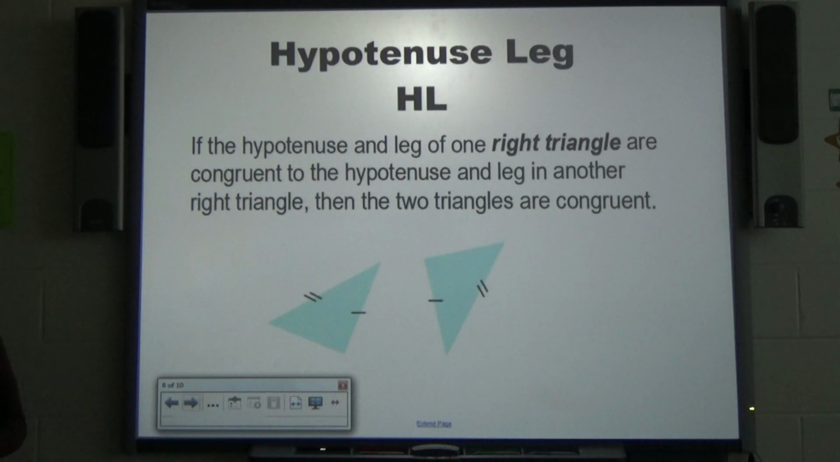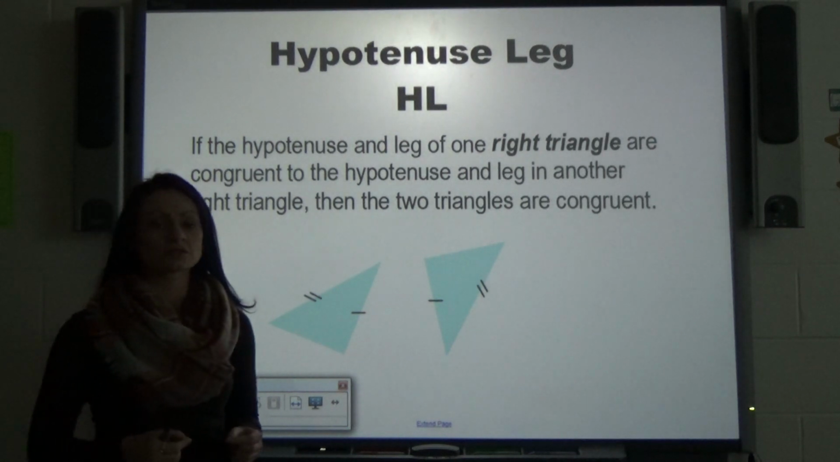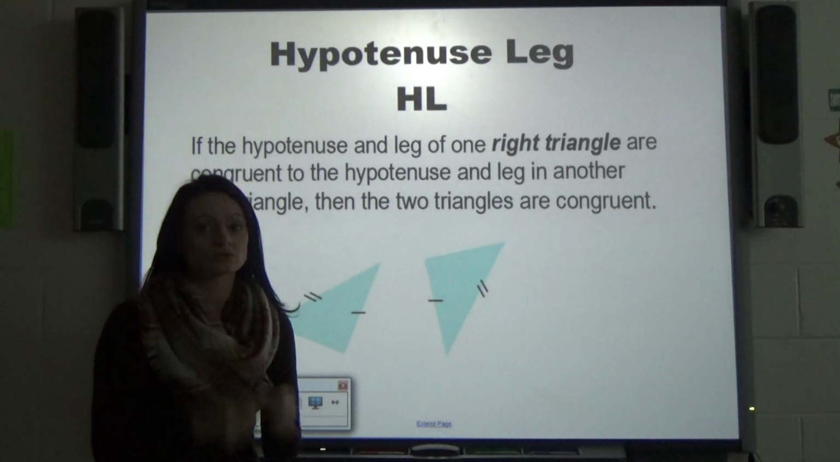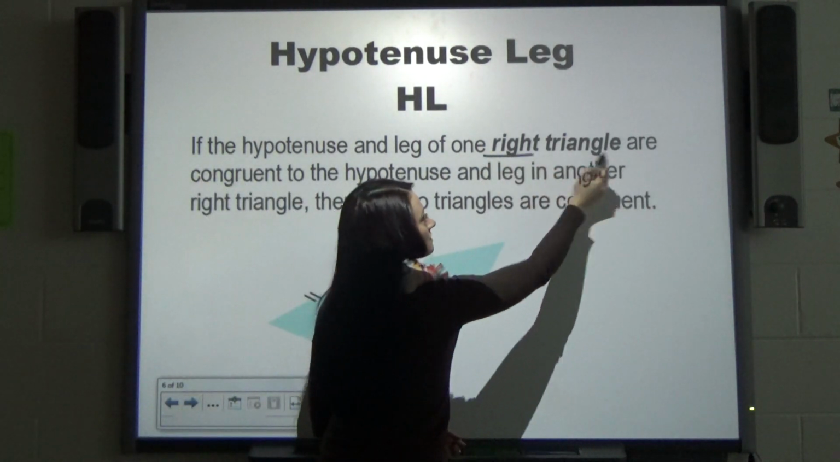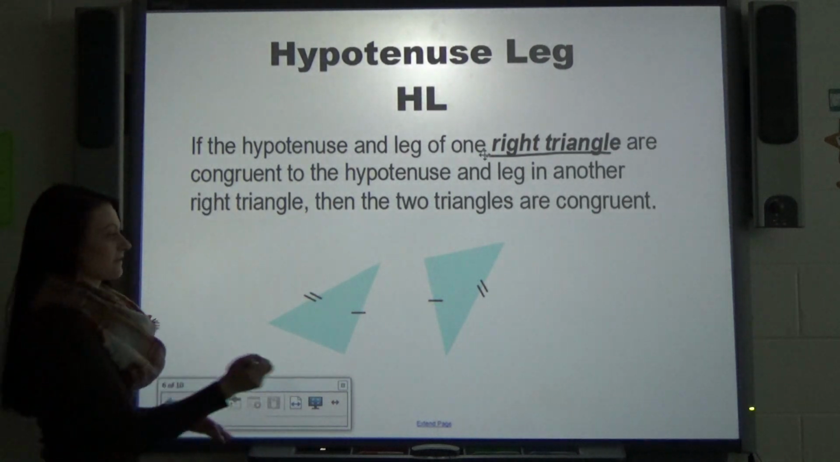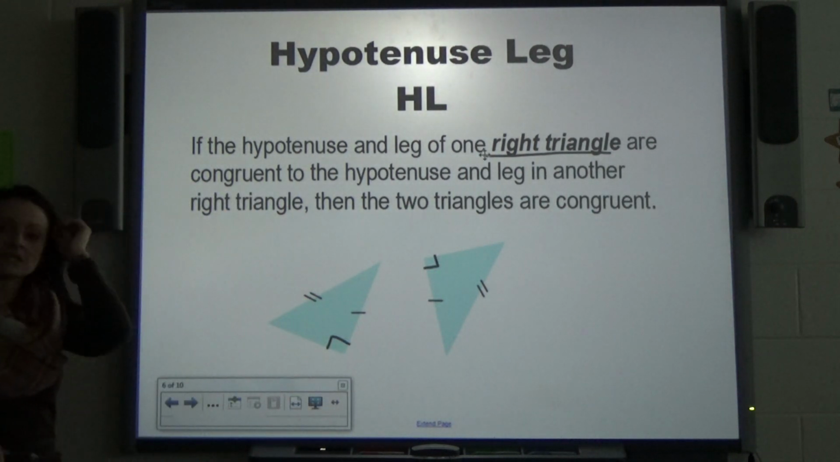The next one I'm allowed to use is hypotenuse leg. This only works for a right triangle. I cannot stress that enough. Only works for a right triangle. That's it. So this is my right angle on both of my triangles.